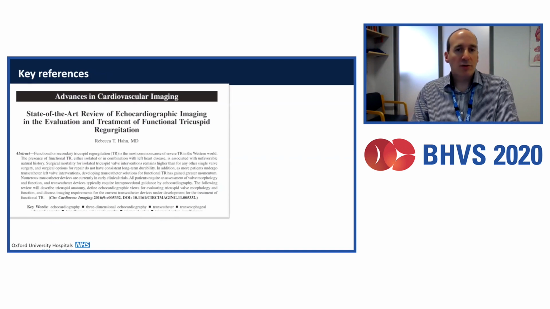I would point you towards three key references. This paper by Dr. Hahn, who certainly is leading the field in assessment of tricuspid regurgitation, and in particular for interventions, has written this very thorough article a few years ago now in Circ Cardiovascular Imaging. And a lot of the images and cartoons I'll be showing you are taken from this article. I would encourage you to go and read this if you are likely to be involved with the assessment of patients with significant TR.